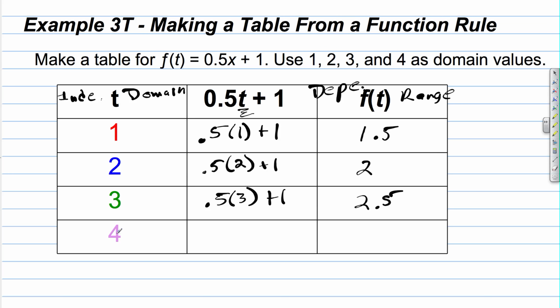Our last input value is 4, or our last domain value is 4. 0.5 times 4 is 2. 2 plus 1 is 3. So here we have our domain, 1, 2, 3, and 4, and this is our range, 1.5, 2, 2.5, and 3. So this is our answer because it asked us to make a table.